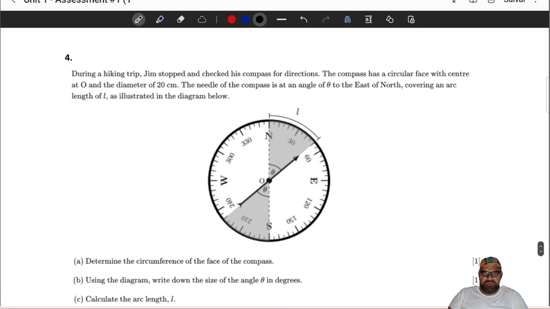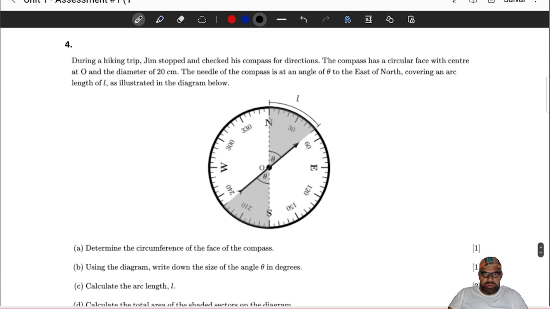We can see the diagram over here, yes? We know the diameter equals 20 centimeters. And we learned radius is half the diameter, which is 10. I'm just putting this information here because we will need it at some point.